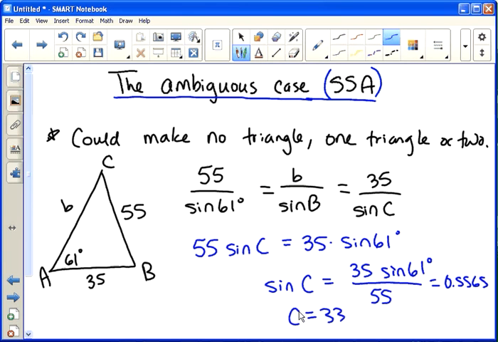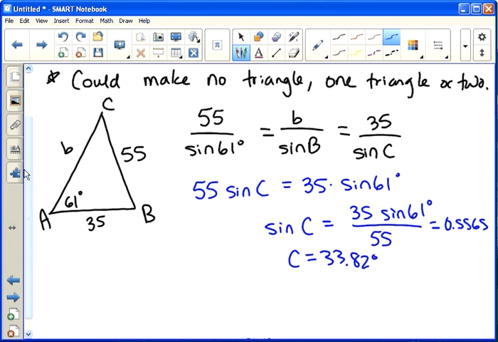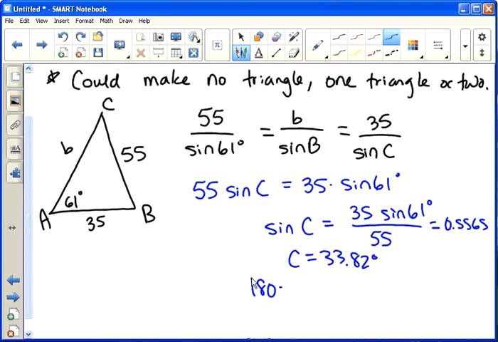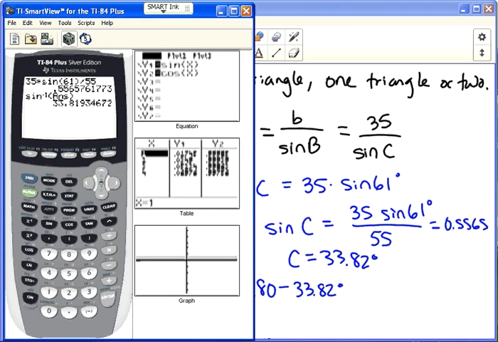Okay, so it looks like this will work for at least one triangle. The question we have to ask is, will it work for two different triangles? And the way you figure that out is it turns out that sine actually has two values that will give you 0.5565. And the way you find the other is simply by doing 180 minus 33.82. Okay, and I'll show you what I'm talking about. So if we do 180 minus, and we'll just use the exact one here, we get 146.18.